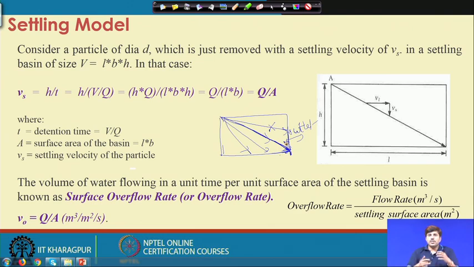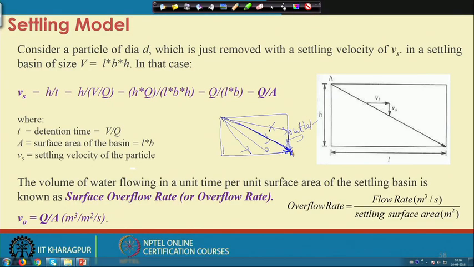So, this is important to see at what velocity the particle is just being removed, because this provides us the critical velocity. Any settling velocity higher than the velocity of this particle will get settled, and settling velocity lower than this particle will not get settled, as per the concept of ideal settling theory.